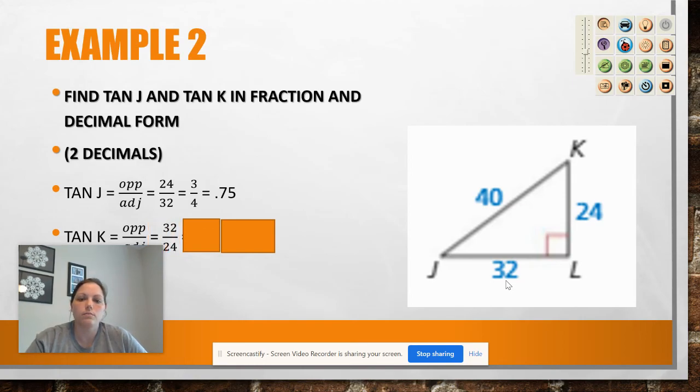Tangent of K, we look at angle K. Starting at K, we get 32. Adjacent, we get 24. Again, same as above, but it's the reciprocal. And then we simplify by dividing them both by 8. We get 4/3. Rounding to 2 decimals, we get 1.33.